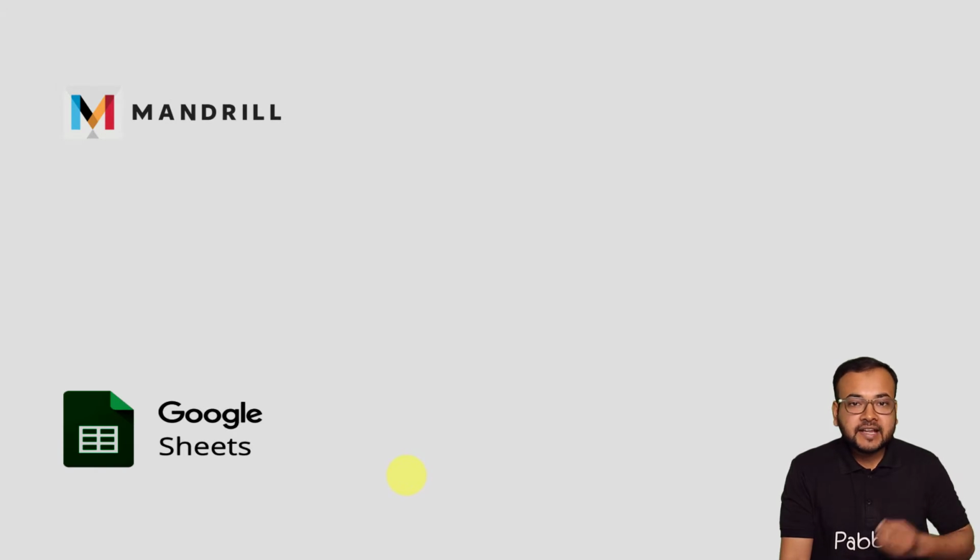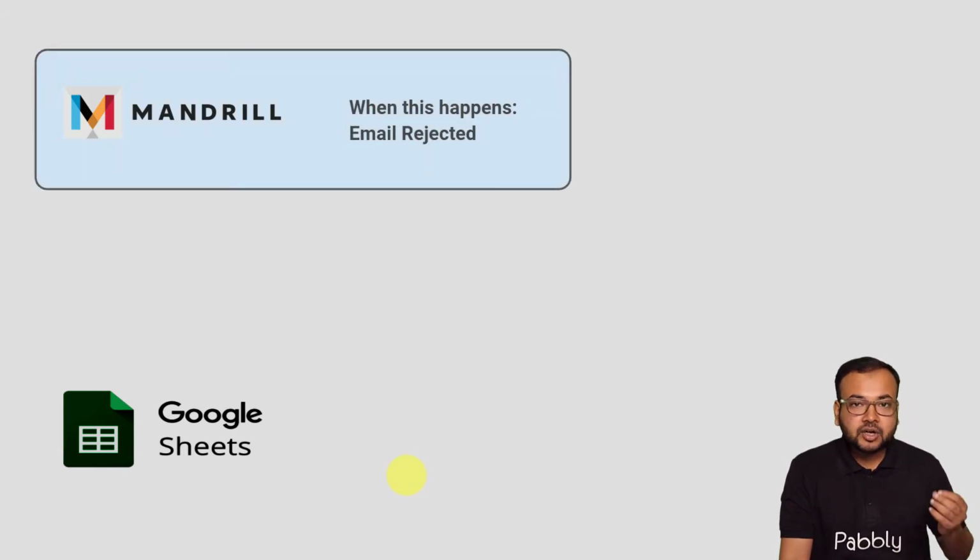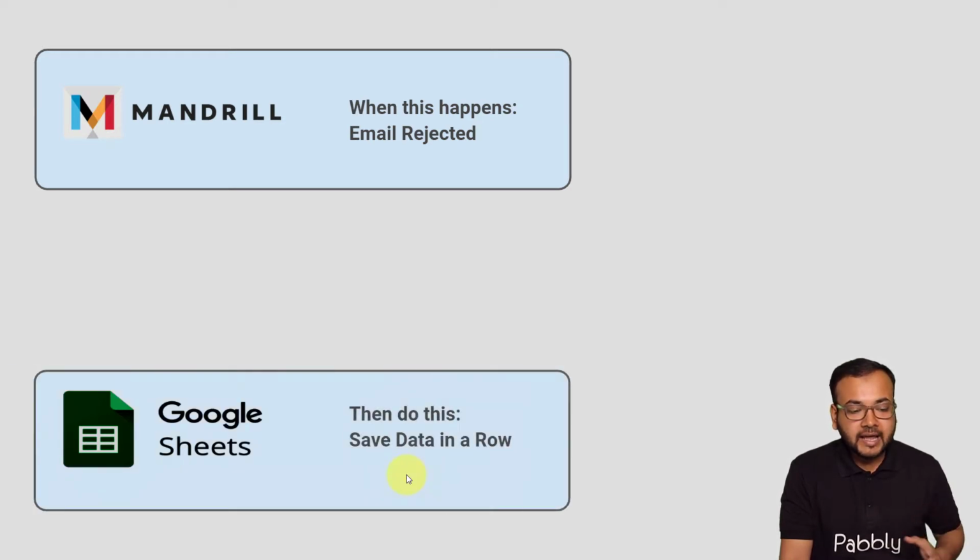So guys, here we have taken a specific use case in which an email that you are sending from Mandrill is rejected. Okay, so that means it is called hard bounced or rejected if it is not delivered to the customer or to the person you are sending. So when this happens, that means when the email got rejected, what will happen? The data of the person and the email address will be saved in Google Sheets in a row automatically, so that you can follow up.